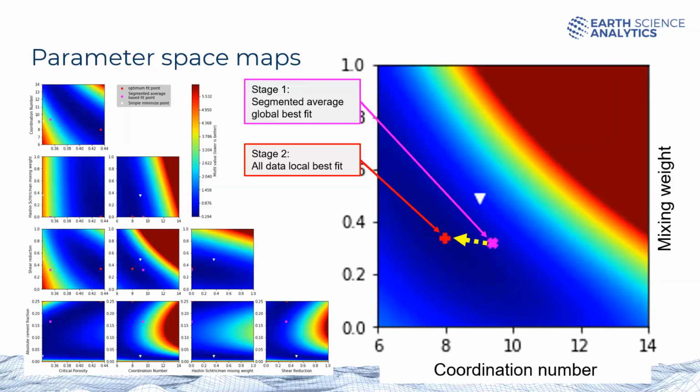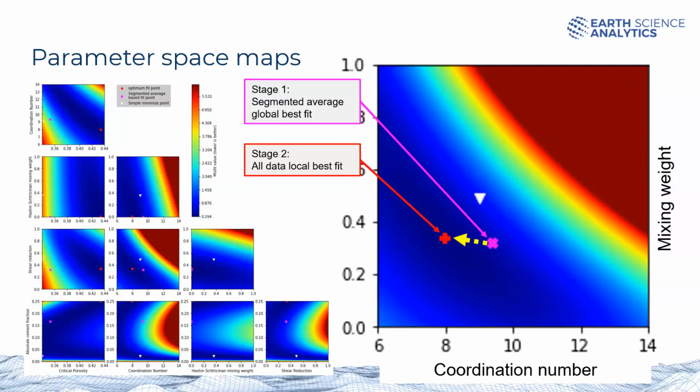And we tried this with a number of different rock physics models, and this always seems to work. The parameter space is smooth enough that we're able to use that local optimizer to find the true global minimum, as long as we've got a good starting point.